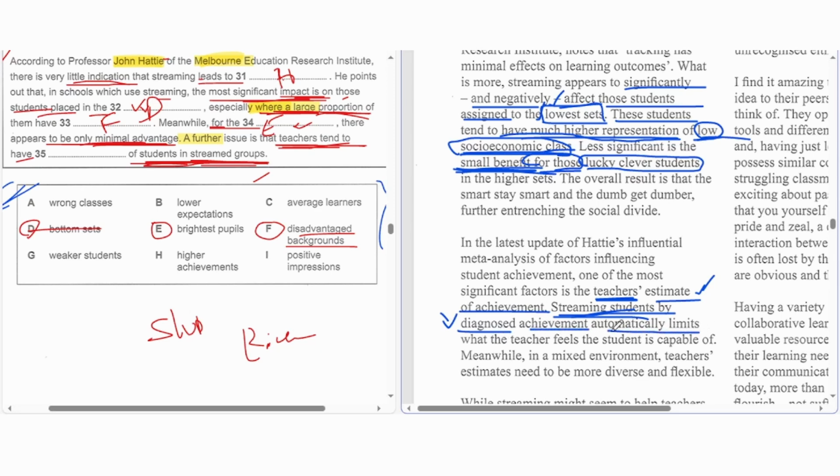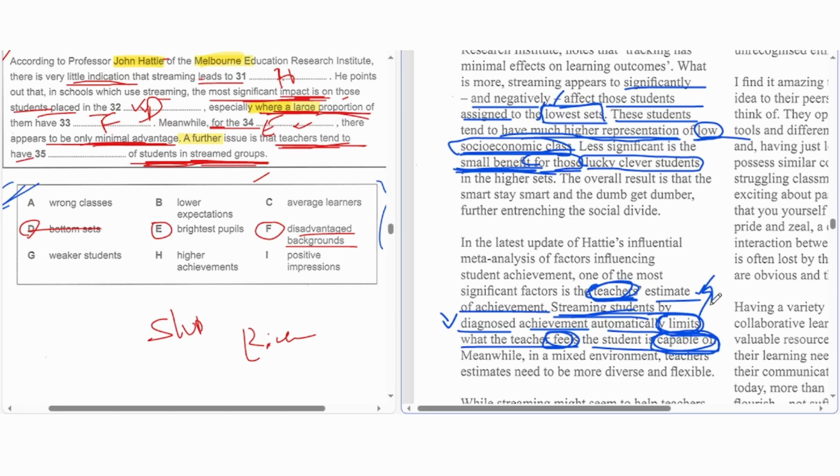Automatically limits what teachers feel the students are capable of. Listen to me very carefully please: the feelings of the teachers about the capability of the students are getting limited. That's what they are saying. So the feelings of the teacher are getting limited. They can't hope a lot.